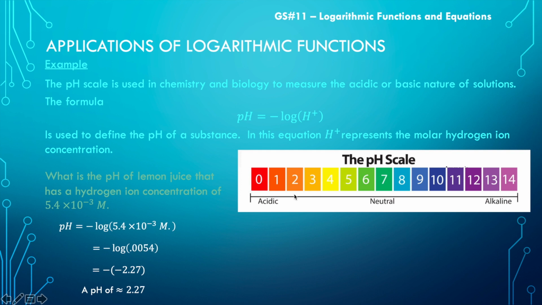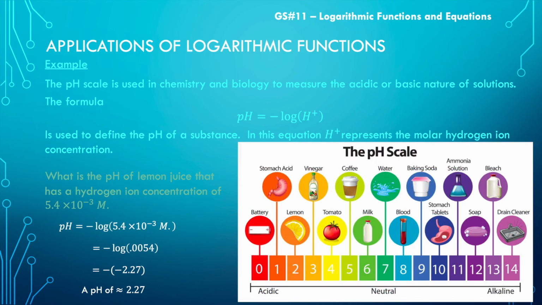Well, you may recall that lemons are full of citric acid, and so we would expect that lemons would be on the acidic end of the pH scale. So we might want to just look at different items and at where they fall on the pH scale. And this is just for your information and interest. And if you're not interested, that's quite all right.